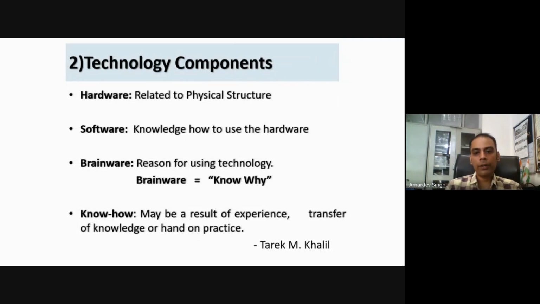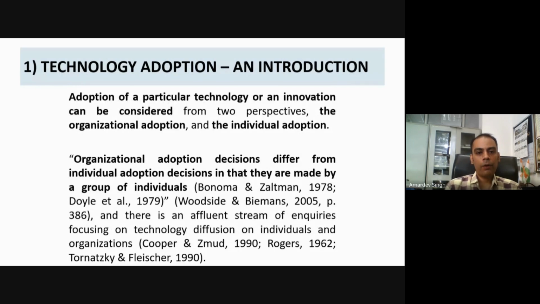Components of technology: hardware, related to physical structure; software, knowledge about how to use the hardware; and brainware, know-why, the reason for using a particular technology. We have already discussed that know-how may be a result of experience, transfer of knowledge, or hands-on practice. Now, we come to technology adoption.